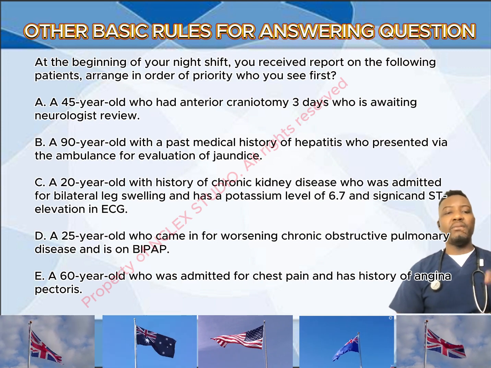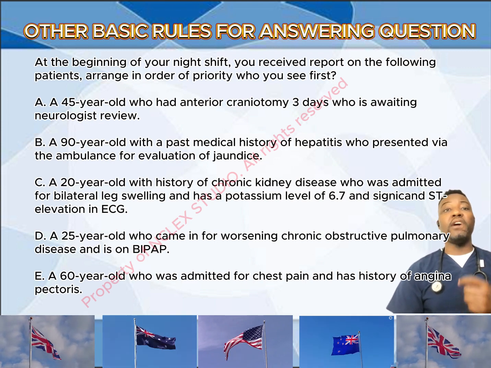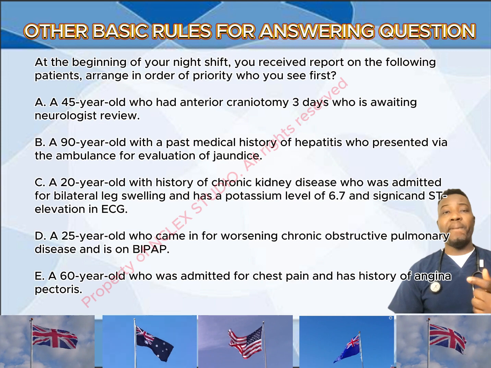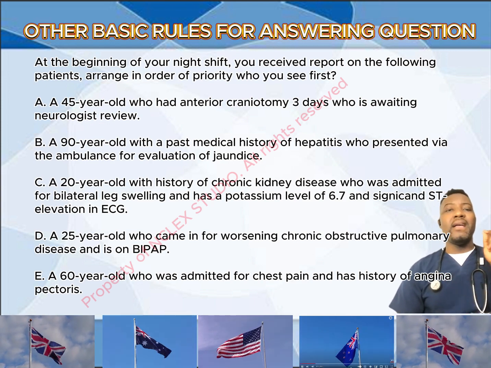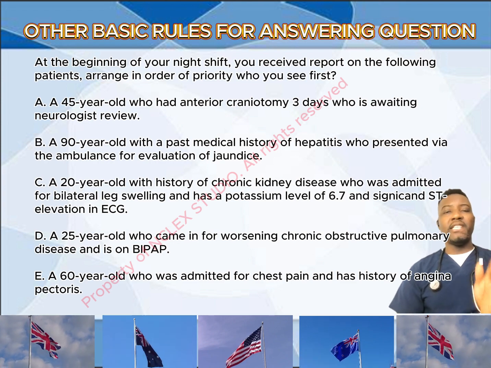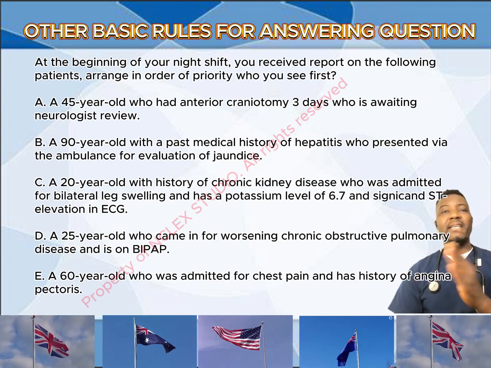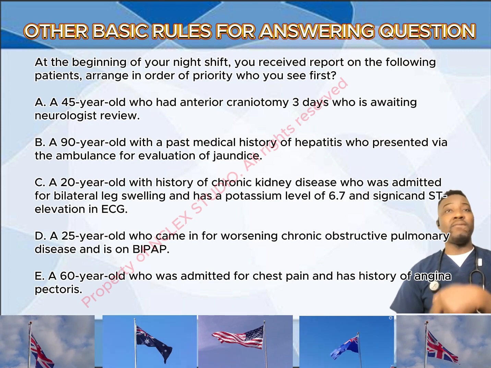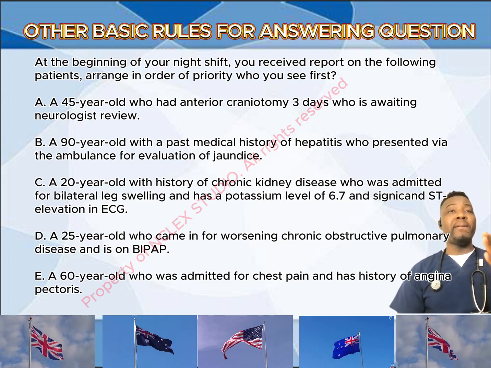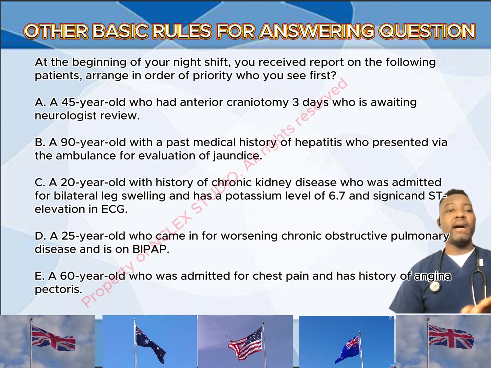D, a 25-year-old who came in for worsening chronic obstructive pulmonary disease and is on BiPAP. The lung is the second most important organ in the body. However, COPD is a chronic illness. This person is already on BiPAP. I think he can wait while I assess the person that is about to have a heart attack, and then I will go and see him. Because of this, I will place this person next to C.